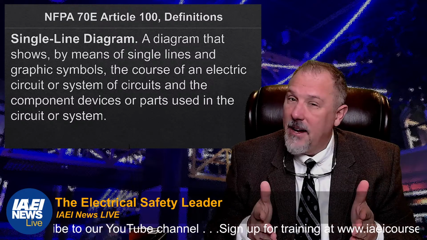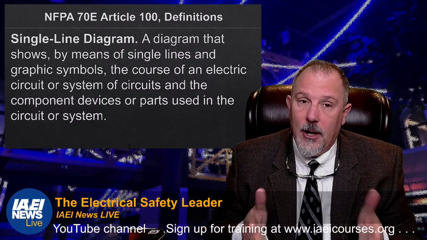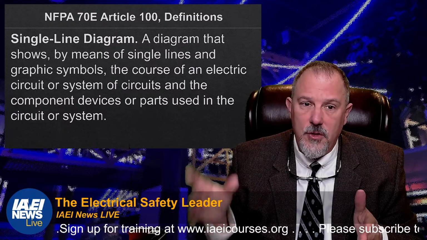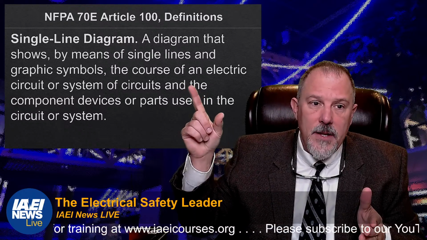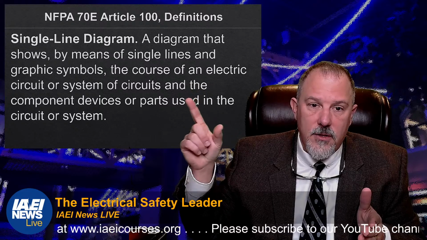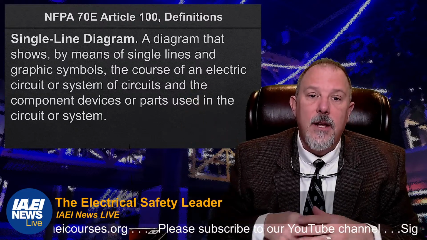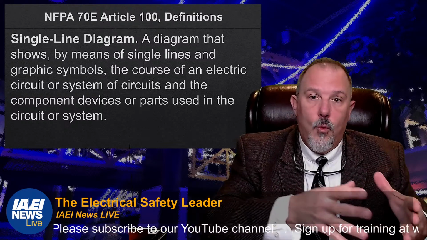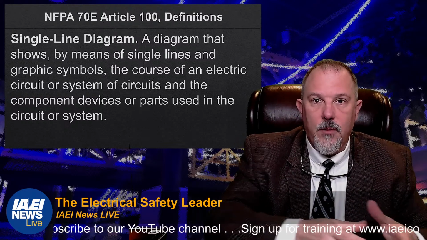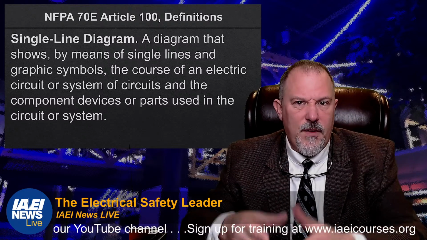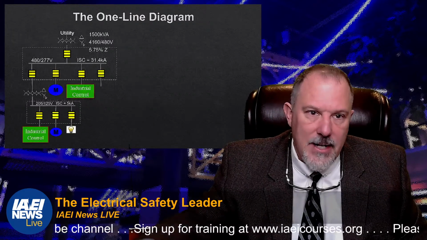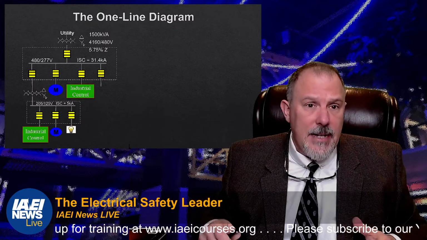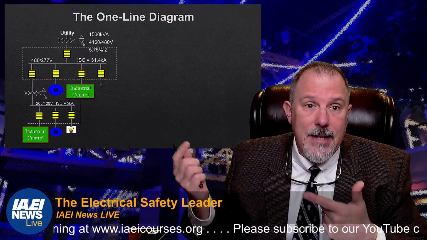Okay, the single line diagram has a sole purpose. It helps us understand how the flow of current is through a power distribution system. Remember, it says the course of an electric circuit or system of circuits and the component devices or parts used in that system. It helps us understand where, say, a transformer is in relation to equipment, how it's fed, etc. That's how 70E defines it. And this is an example of a 1-line diagram.